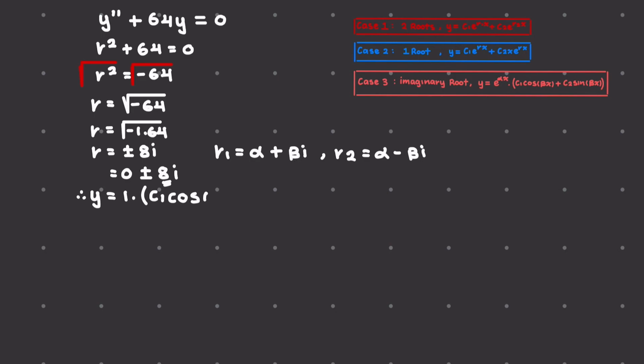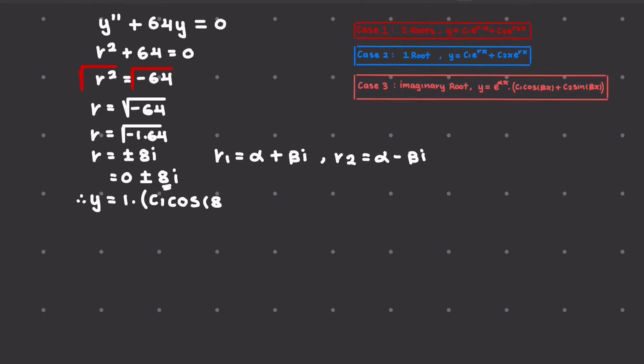And so cosine of 8x, because it's beta times x, plus c2 multiplied by sine, and we're going to do the same thing here again, beta times x, and we know beta is 8, so it will still be 8 times x. And so this will be our final solution or general solution to example number 4 of today's second order linear differential equation.